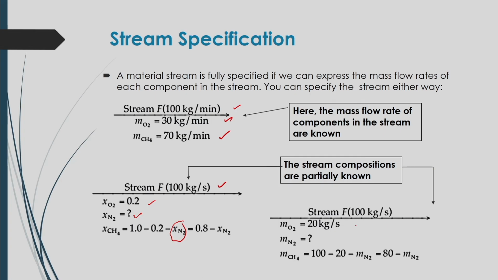And here again this F is 100 kg per second. Here also you will see that two unknowns are there. Again, if you know this nitrogen mass, you can get this methane mass from this amount, from this Mn2, and then we can say that only one variable is unknown to you.